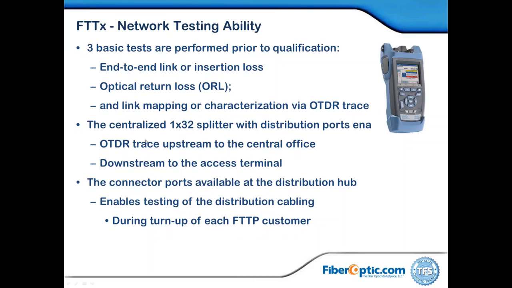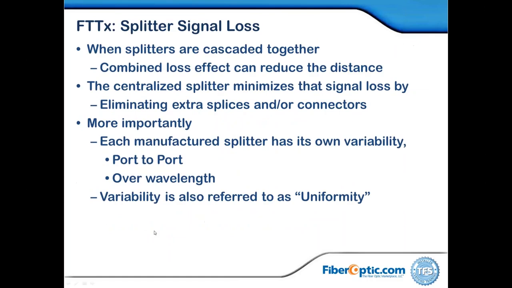Now, the 1x32 splitters allow the OTDR to trace upstream to the central office and then downstream, as I said, to the access terminals. Connector ports are available in the hub and enable testing. So we can do that as we turn up each individual customer signing up for service.